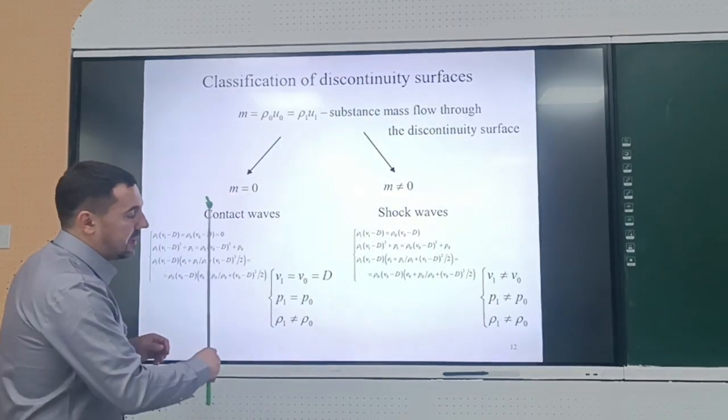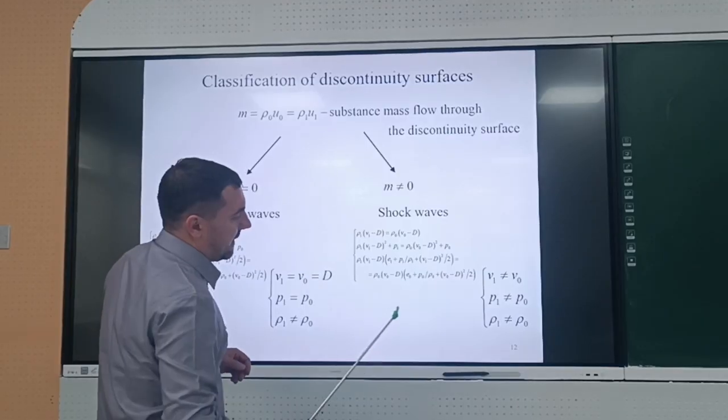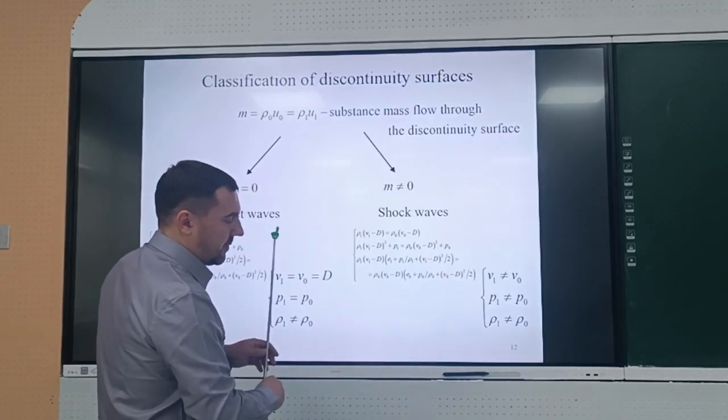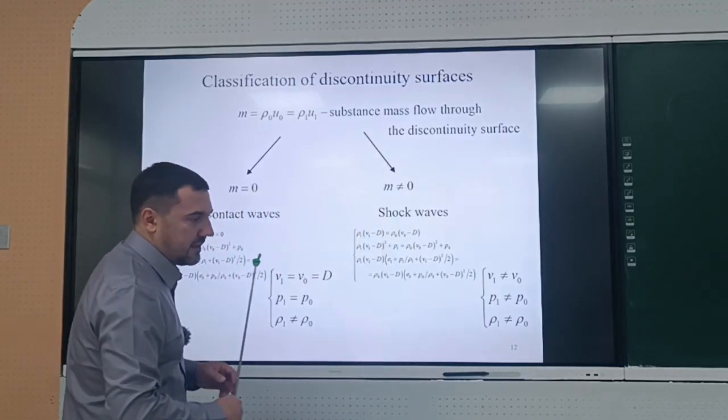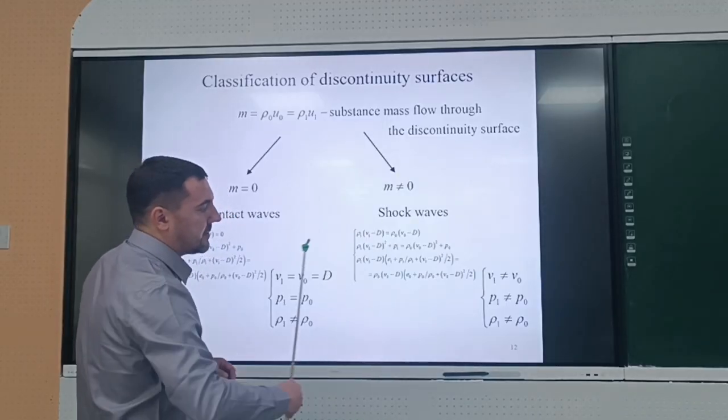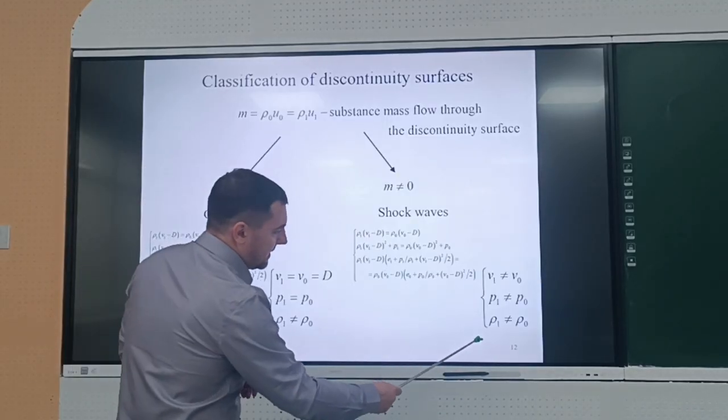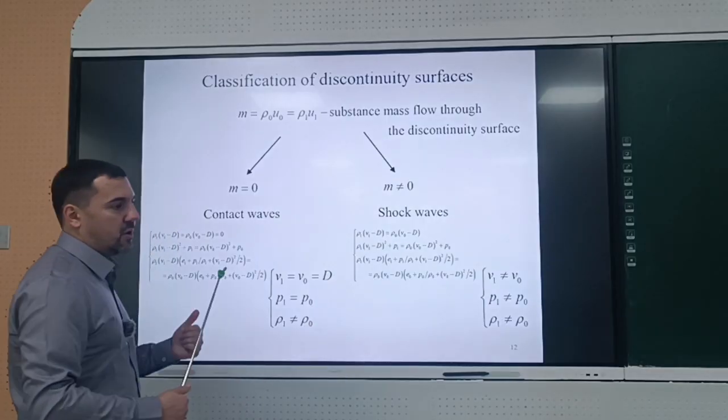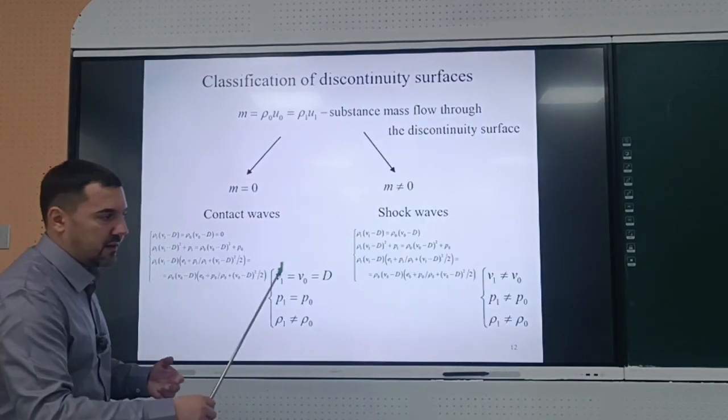If you consider a propagating shock wave, for example a shock wave that propagates in a medium at rest, it means that the density, pressure, and velocity behind the shock wave will be higher than those in front of the shock wave.